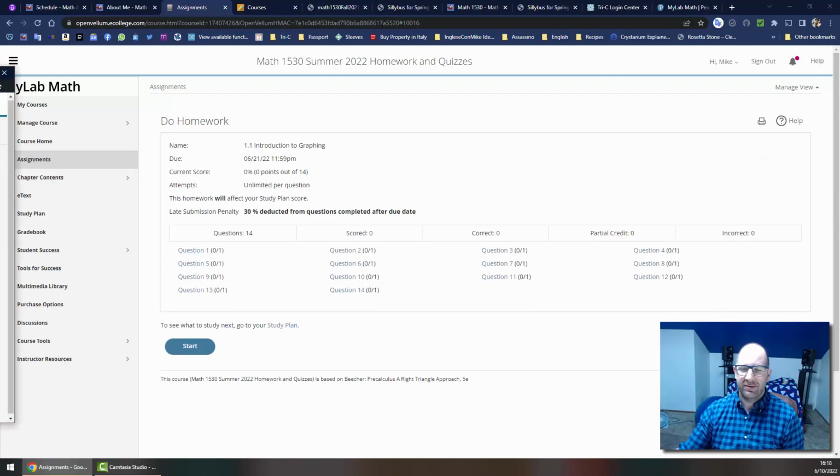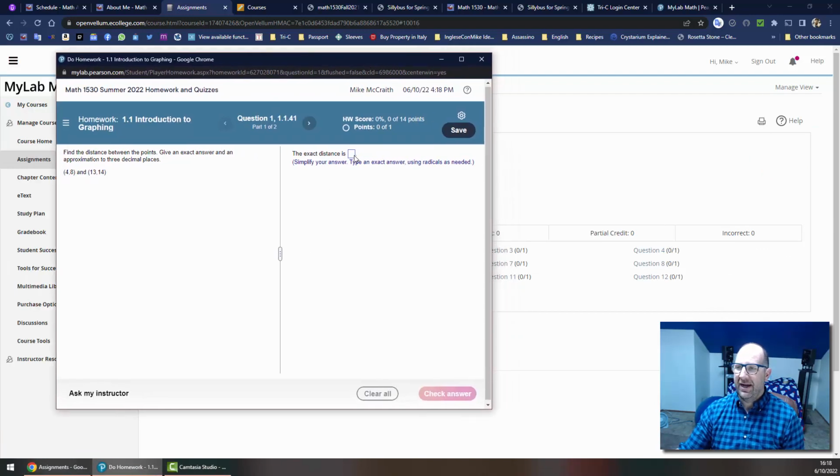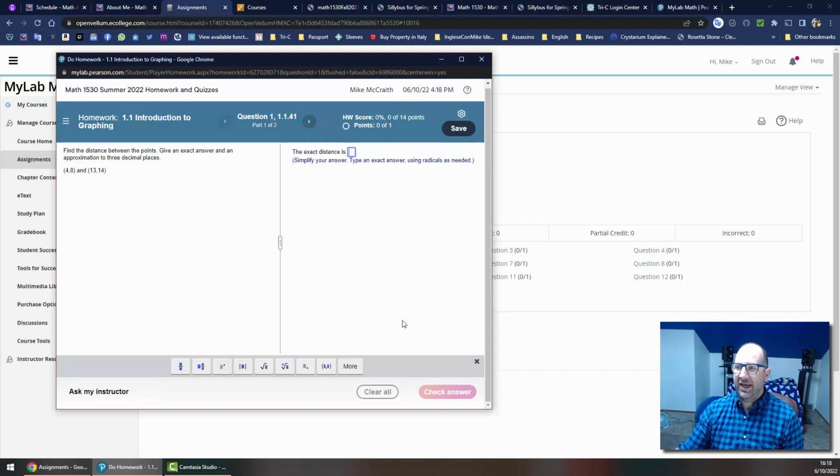Oh, it opened it in my other screen here. And then type in your answer, and then hit check answer. Before logging out, please make sure you hit save. I've had some students lose their stuff because they didn't hit the nice friendly button called save.